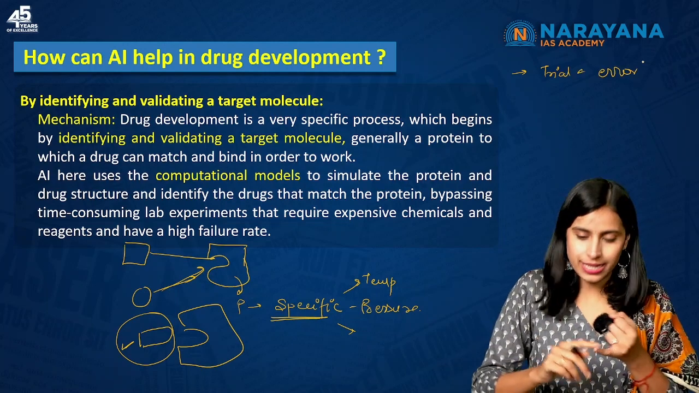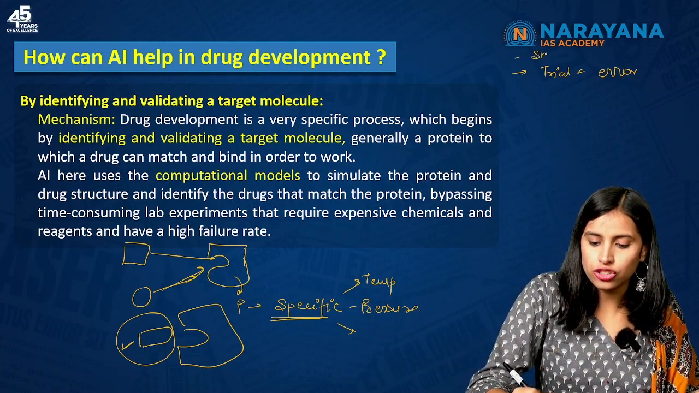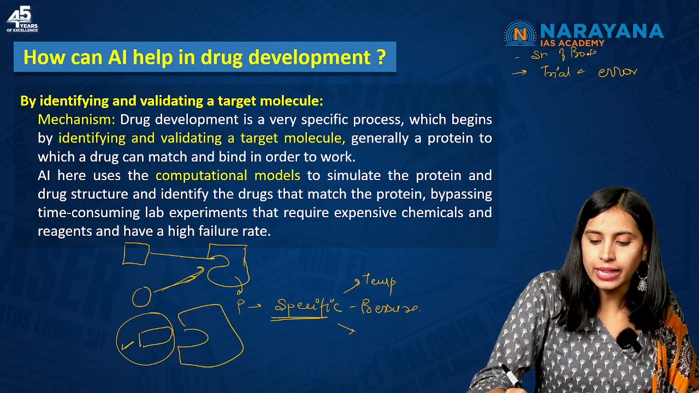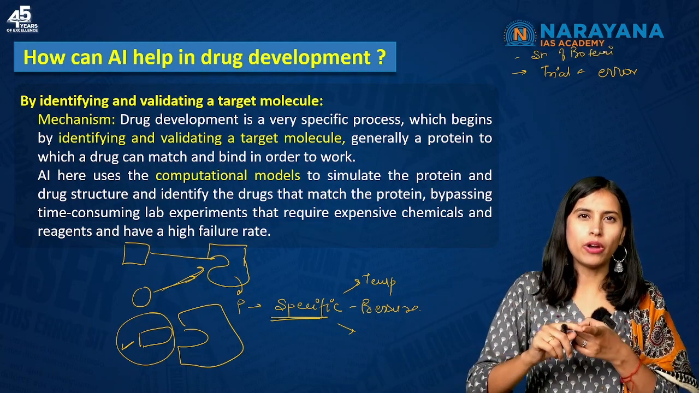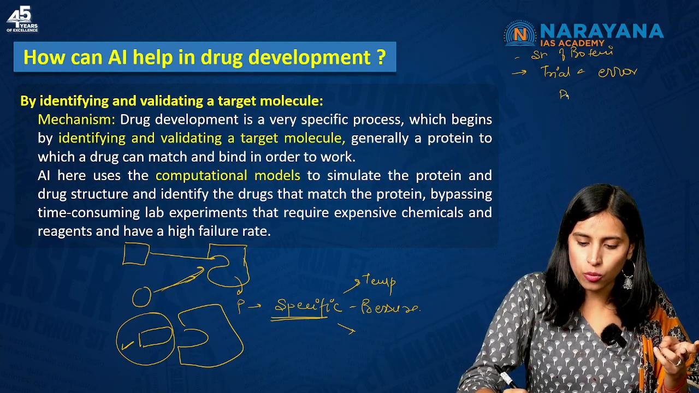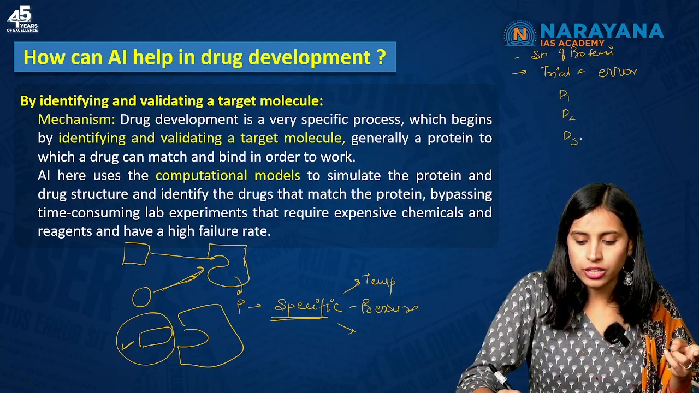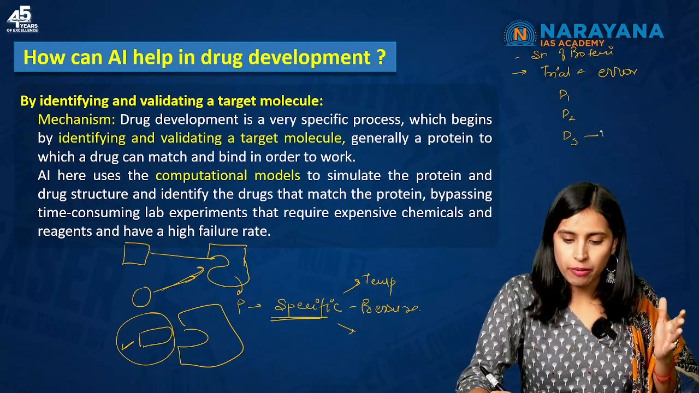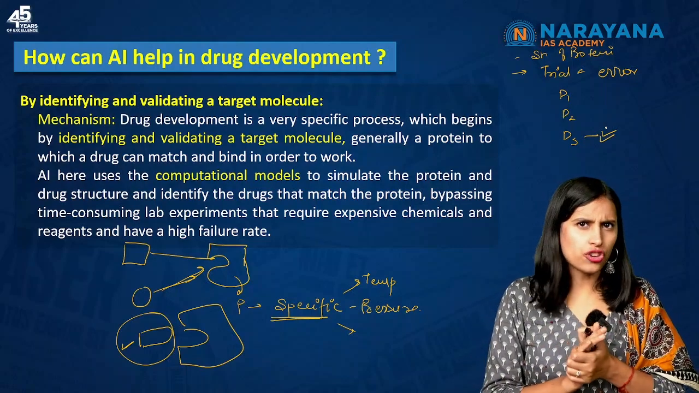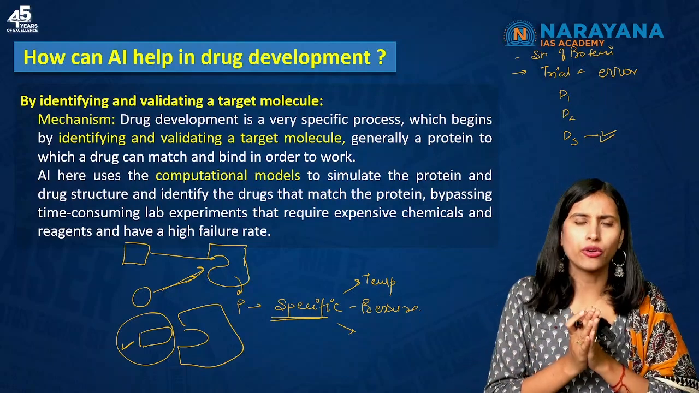We will try to understand, number one, the structure of the protein. And then based on that structure, we will keep on fitting different kinds of drugs. Maybe drug 1, then drug 2, then drug 3. Then we will see which drug has maximum efficacy. Then we will realize, okay, this drug is fitting into the protein very accurately.